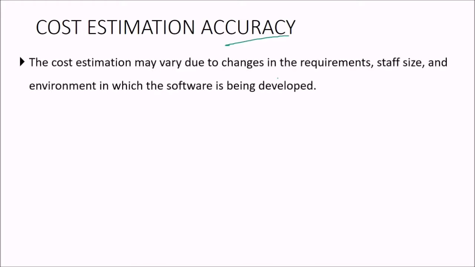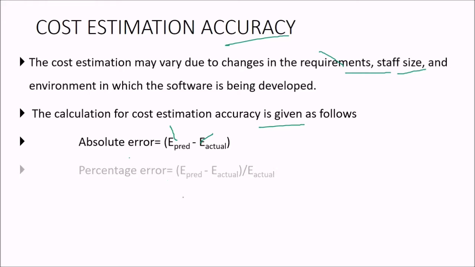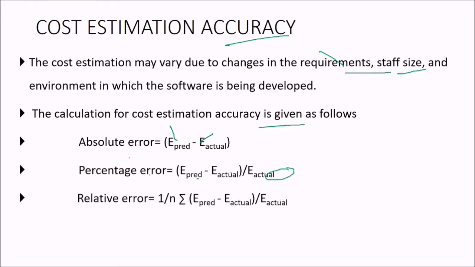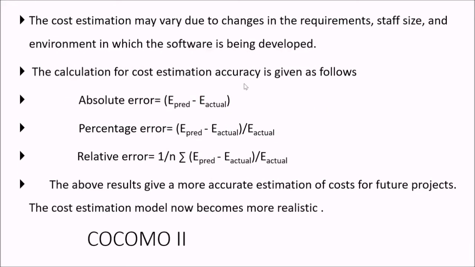So how can we estimate the cost estimation accuracy? The cost estimation, of course, may vary due to the change in the requirements, the task size, that is the personnel, and the environment in which the software is being developed. The calculation of cost estimation accuracy is given by absolute error, E predicted minus E actual; percentage error, E predicted minus E actual by E actual; and the relative error is given by 1 by n sigma of E predicted minus E actual by E actual. So the above results give a more accurate estimation of cost for future projects. The cost estimation model now becomes more realistic.